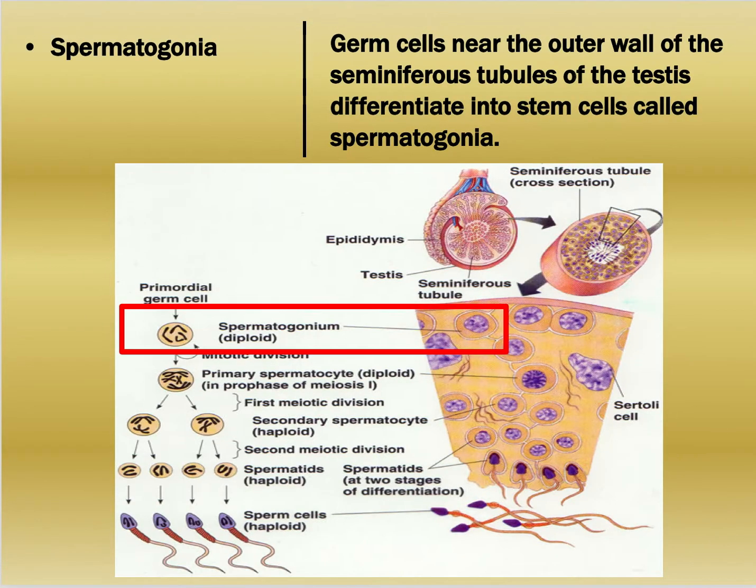So going into a little bit more about the spermatogonia, the germ cells here. The germ cells near the outer wall of the seminiferous tubules of the testes differentiate into stem cells called spermatogonia. Like I said, the germ cells near the outer wall, it's all moving from here and then down. So here is what I'm talking about as far as the sperm head being formed. You have this formation here before it is released into the tubes.